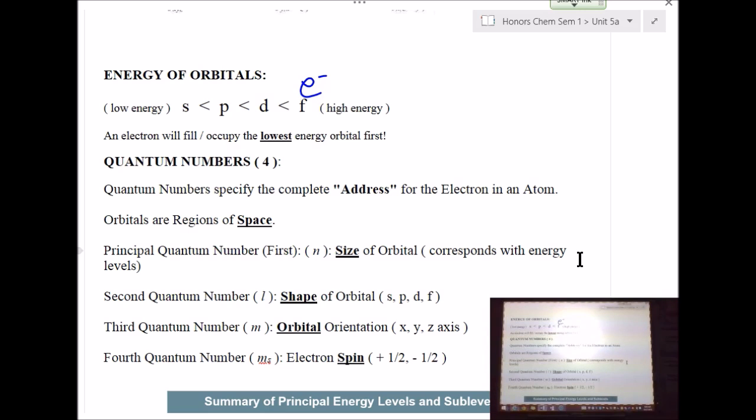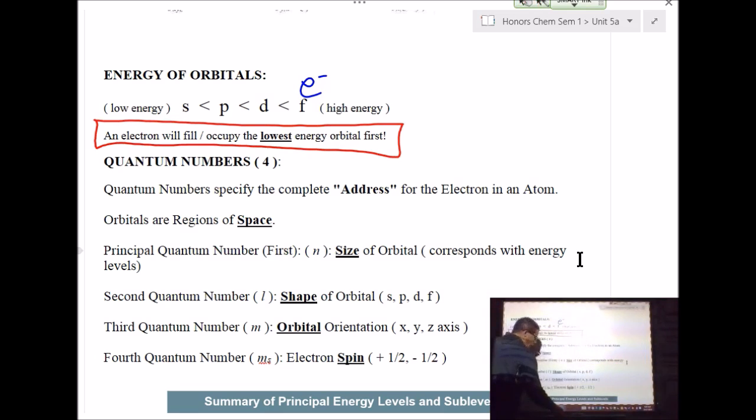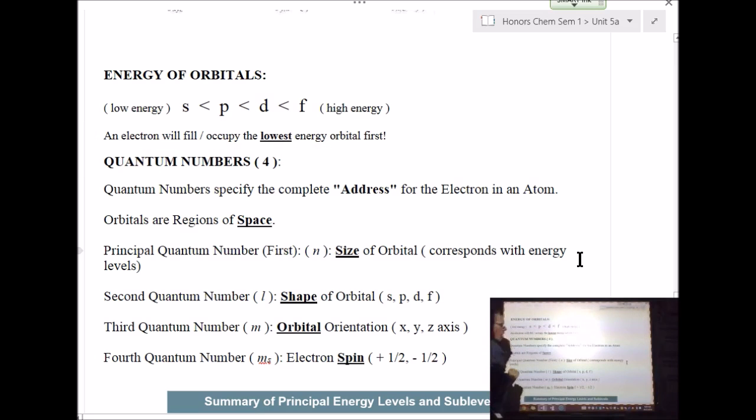We always occupy, and this will make more sense the next time we talk when we do configurations. So that's what this is saying here. The electron will first occupy or fill the lowest energy orbitals before it goes to a higher one. So it won't move around out here. It'll occupy here. If that's full, then its only option is P. If the P's are full, then we have to go to D. If all the D's are full, then we have to put it in the F. Okay? All right. Quantum numbers.